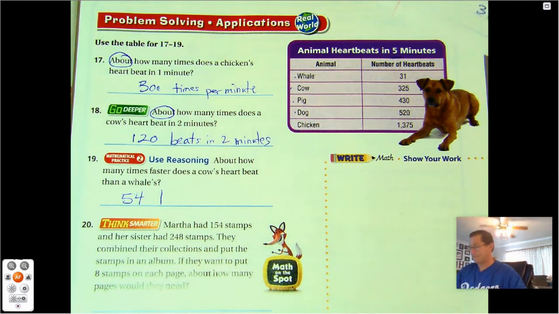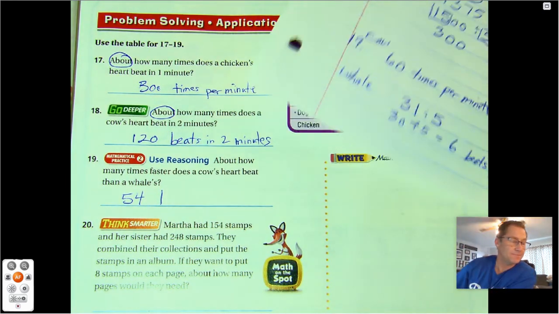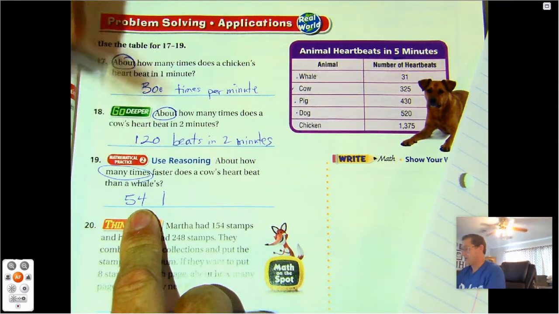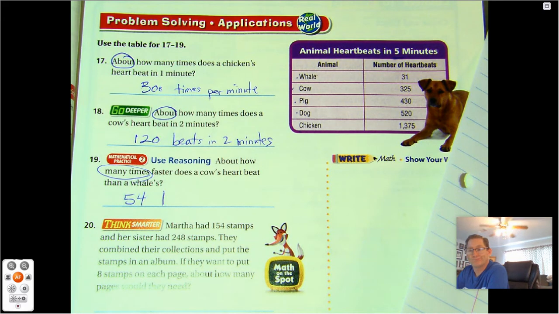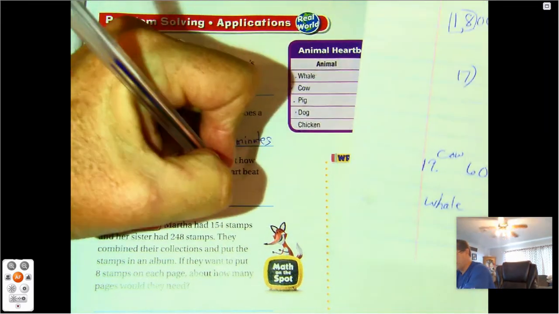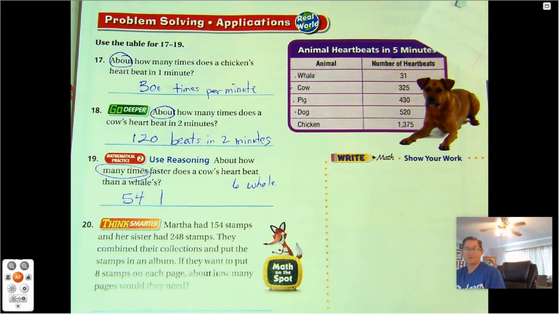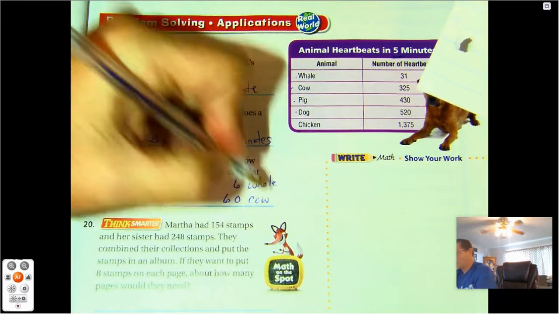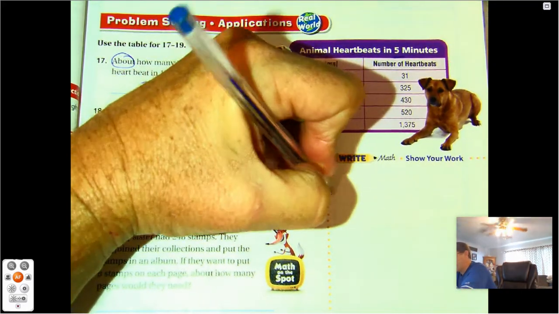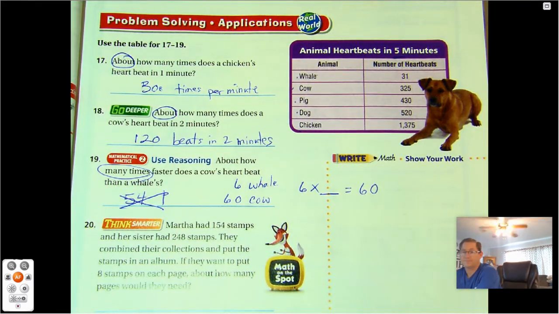Just want to double check something there. So as I look at this, it says times faster. I did more work than I had to. Sometimes happens. Well, so we can use our information here. We said the whale was 6 beats per minute. And we said the cow was 60 beats per minute. Well, how many times bigger is this? So 6 times what is 60? 10. 10 times faster.